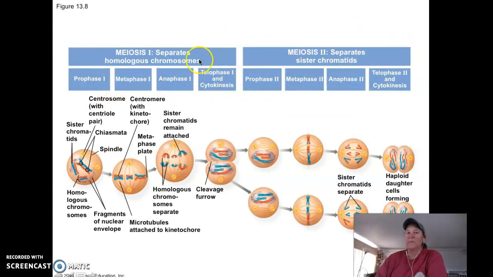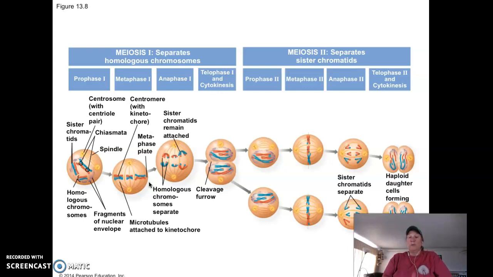This one's different because, like I said, instead of lining up in the middle in single file, now they line up in pairs. So each new one gets half, they get the chromosomes. Each one gets one of the chromosomes from each. So when your sex cells divide, your chromosomes line up.